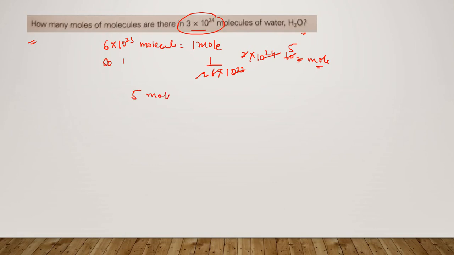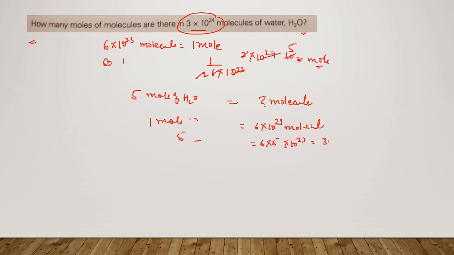Now if you want to check your answer, if you are given 5 moles of water, how many molecules will be there? You know that 1 mole of water is always 6 into 10 to the power 23 molecules of water. If I have 5 moles, it will be 6 into 5 into 10 to the power 23, which is nothing but 30 into 10 to the power 23, basically 3 into 10 to the power 24. In this way you can check your answer that yes, you're right.